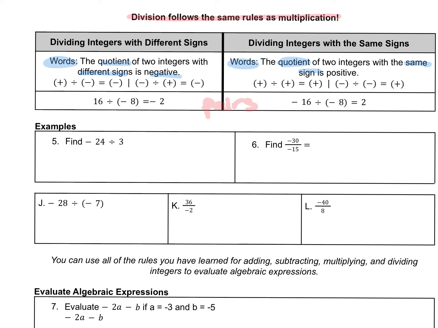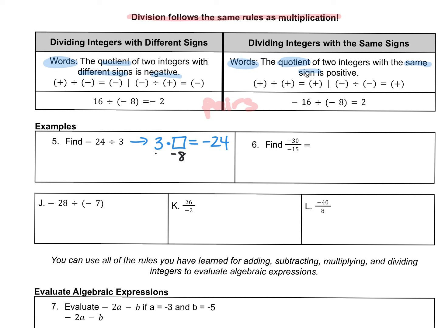So when you read this, instead of negative 24 divided by 3, you could say, okay, this is the same as saying 3 times what number gives me negative 24. And you know the rules. A positive times a negative would give me a negative, and 3 times 8 is 24. So same thing here. Think about it as a multiplication question if that helps you.